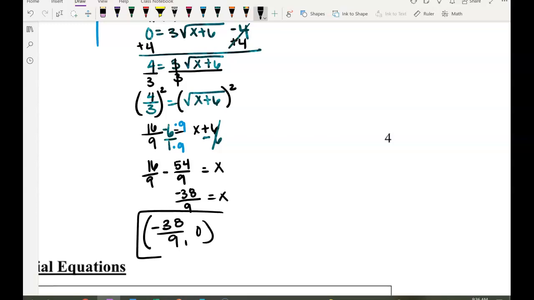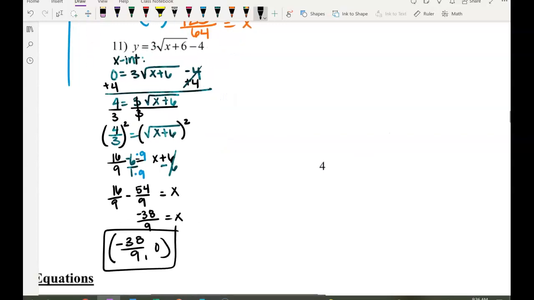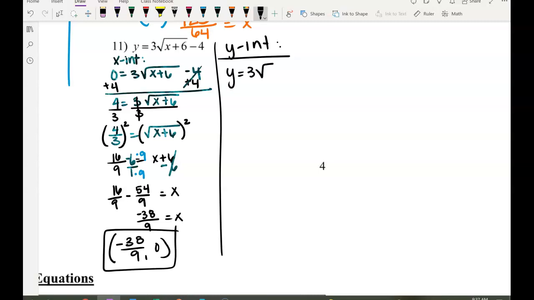All right, one more and we'll call it a day. Y-int. Okay. Y-int when x equals 0? So Corey, what's 0 plus 6? 6. So 3 times square root of 6 minus 4. Can we simplify square root of 6?